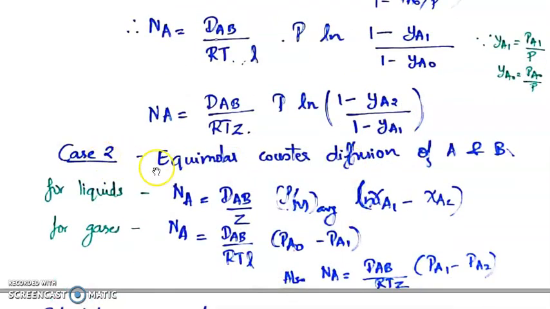Let's discuss case 2. Here we assumed equimolar counter diffusion of A and B. So again for liquid, Na is equal to DAB by Z rho by M average into XA1 minus XA2. XA1 is the mole fraction at location 1 and XA2 is the mole fraction at location 2. Since it is for liquid, we use the term X. Mole fractions of liquids are generally represented by the variable X.